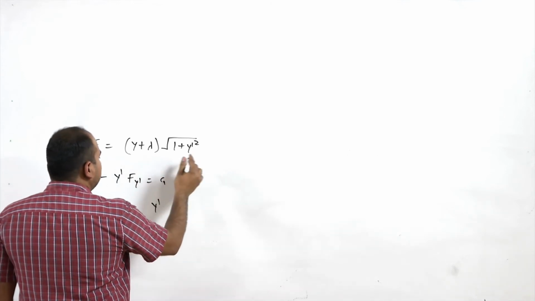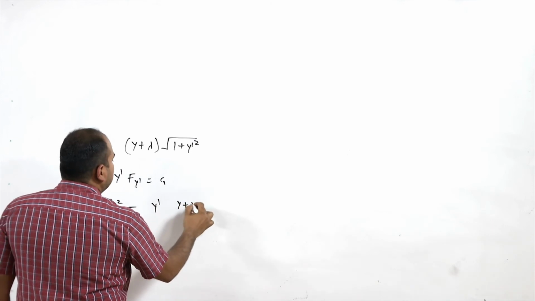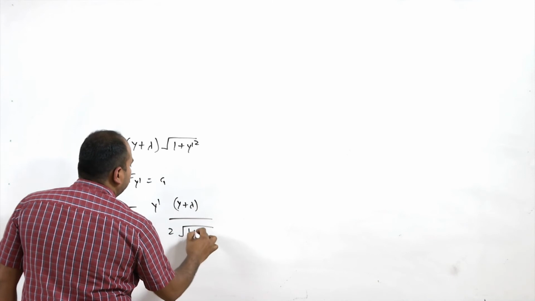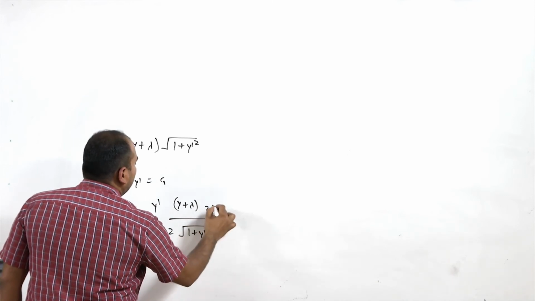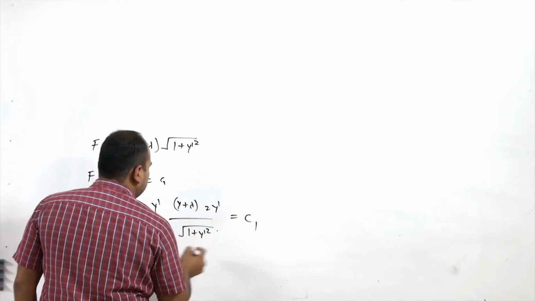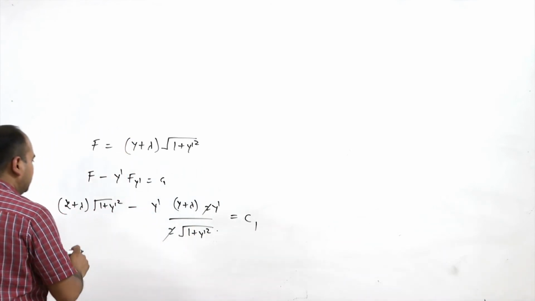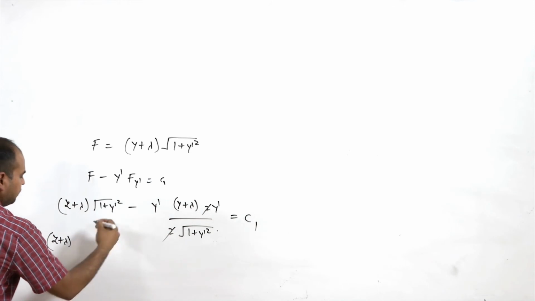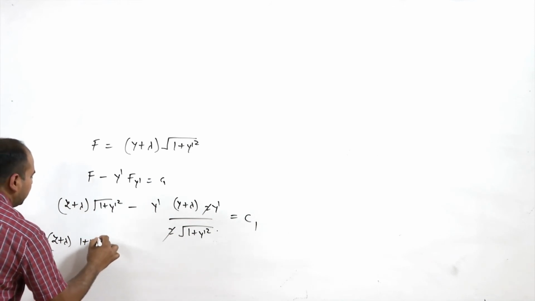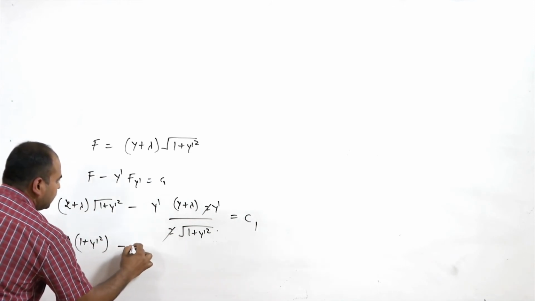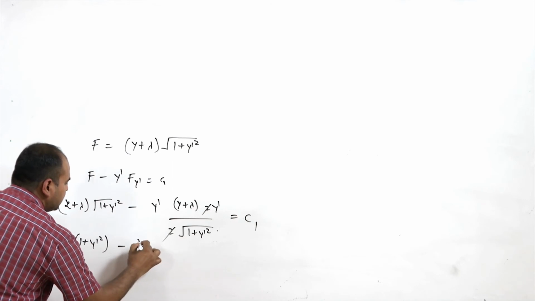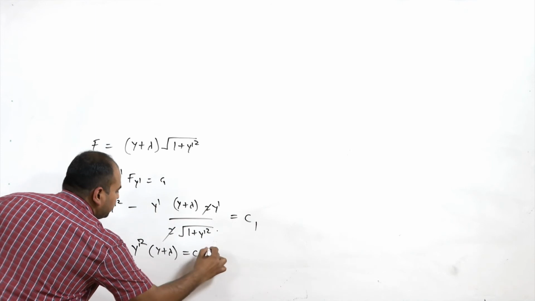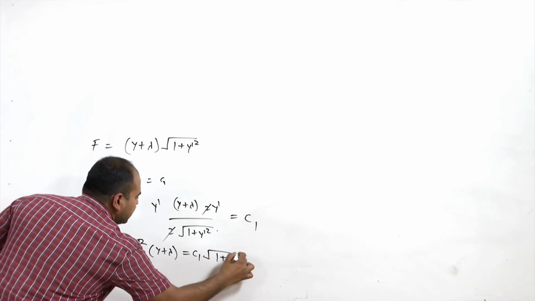Now f of y dash will be what? y plus lambda, and here we will get 2 upon 2 into root 1 plus y dash square, into 2 y dash, is equal to c1. So 2 will be cancelled out, and here we can say that y plus lambda, then multiplying here, we have 1 plus y dash square minus y dash square, y plus lambda equal to c1 under root 1 plus y dash square.